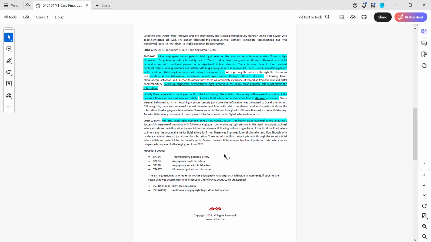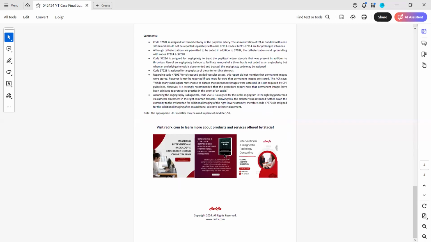guided vascular access. And then, as mentioned, there's a question as to whether or not the angiography was truly diagnostic, meaning the decision to intervene was based on the imaging. So if upon further research, it was determined to be diagnostic, then the following codes could be assigned, the 75710 and then the 75774. And then just some comments, some reminders on the coding rules.